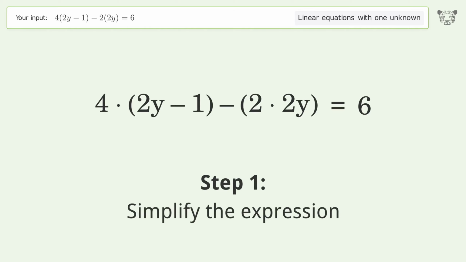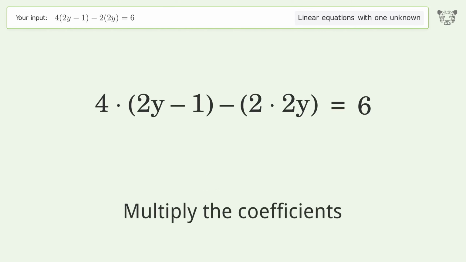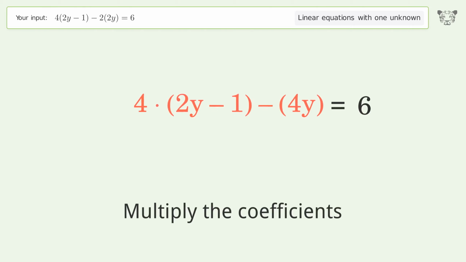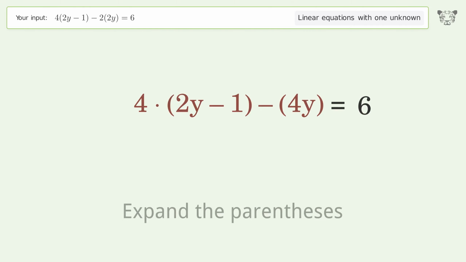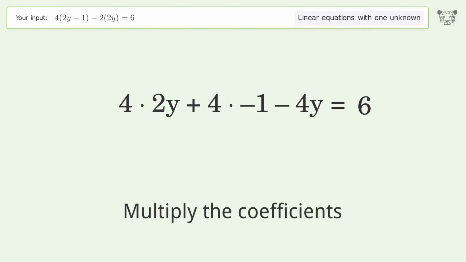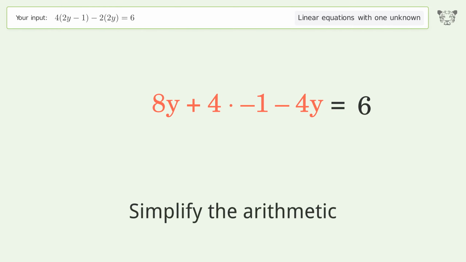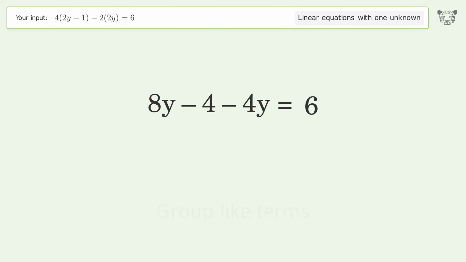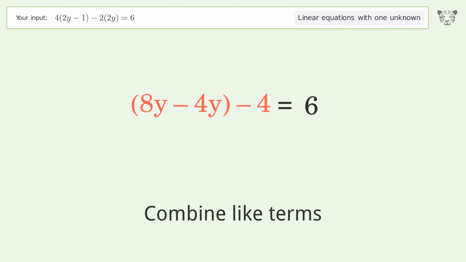Simplify the expression. Multiply the coefficients. Expand the parentheses. Multiply the coefficients. Simplify the arithmetic. Group like terms. Combine like terms.